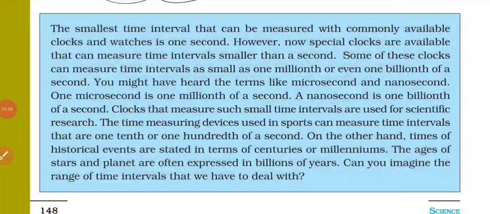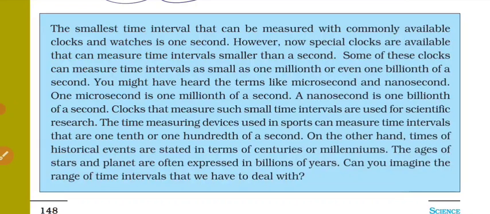Now, the smallest time interval that can be measured with commonly available clocks and watches is 1 second. However, special clocks are available that can measure time intervals smaller than 1 second. Some clocks can measure time intervals as small as 1 millionth or even 1 billionth of a second. That much fraction of time we can measure by using these clocks.